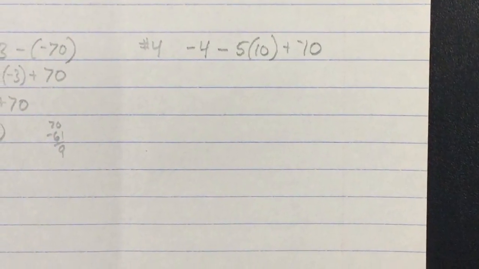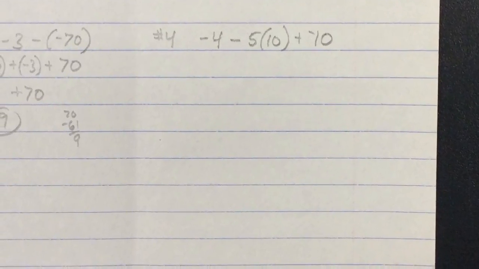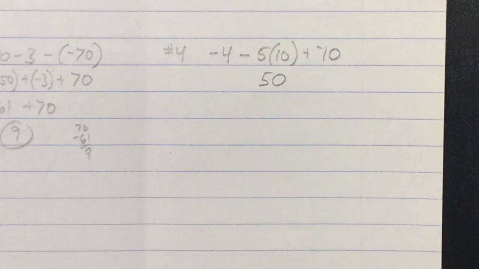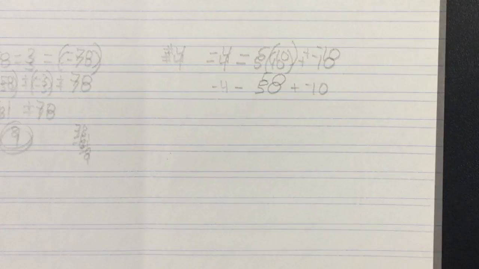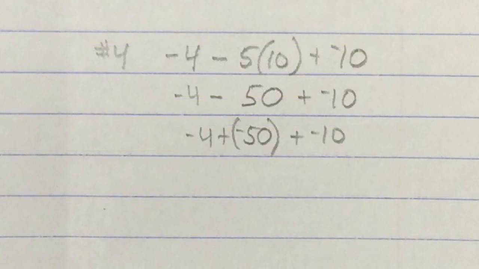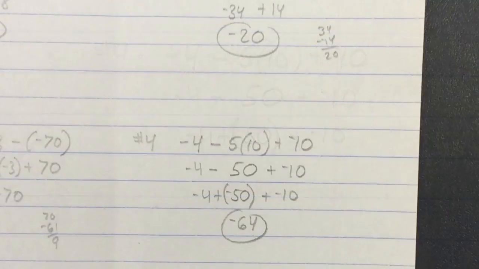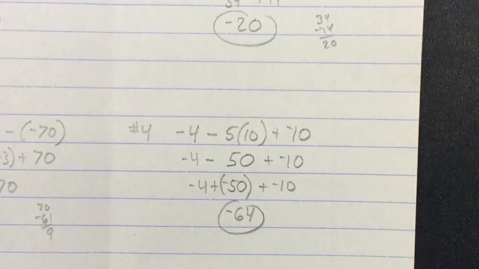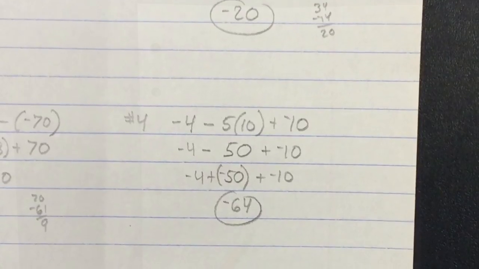In the final example, number 4, notice we have a multiplication. So we're going to do that first. Then we're going to take each of the other numbers and the signs and bring them down. And we're going to change the subtract 50 into adding negative 50. And then we're just going to add up all the numbers because they all have the same sign. Just add their absolute values and keep the negative sign with it. So you get a negative 64.